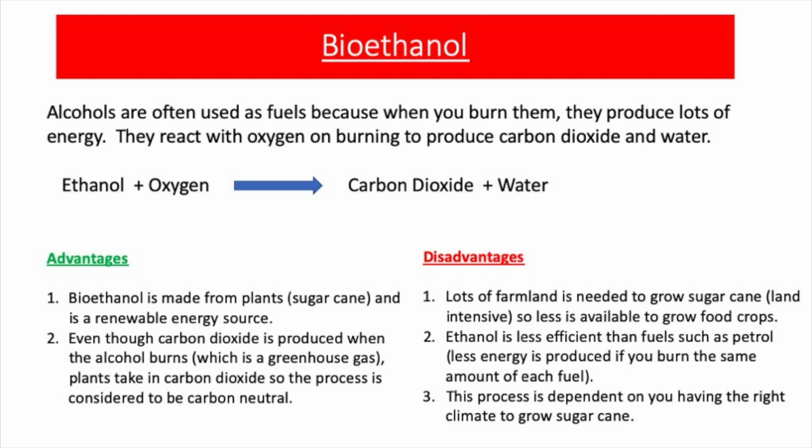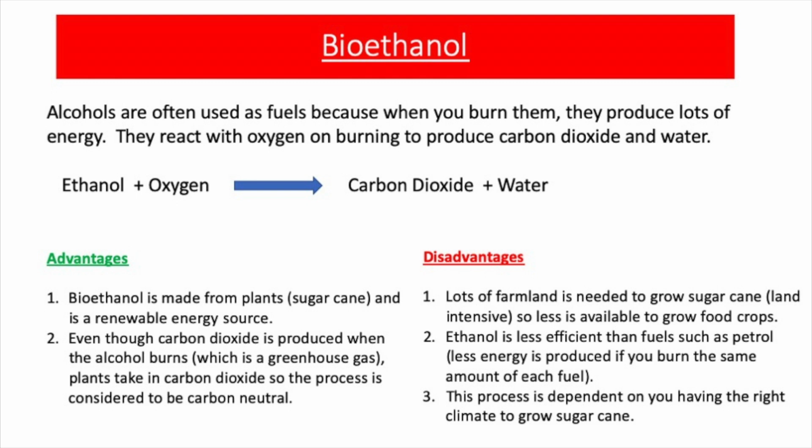Now, the advantages of bioethanol is it's made from sugarcane, which is a plant, and it's a renewable energy source. And secondly, even though carbon dioxide is produced when the alcohol burns, and carbon dioxide is a greenhouse gas, plants take in carbon dioxide, so the process is considered to be carbon neutral. Because although you're burning ethanol, which is producing carbon dioxide, you are growing sugarcane to make the ethanol, and the sugarcane is a plant and that takes in carbon dioxide.